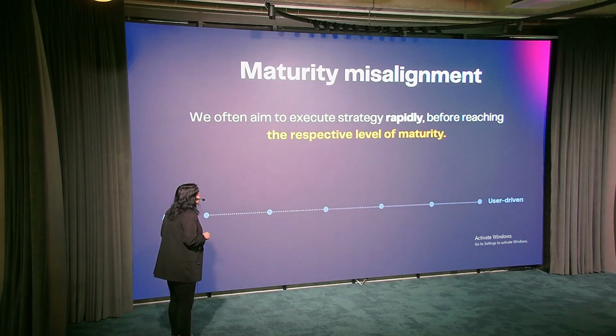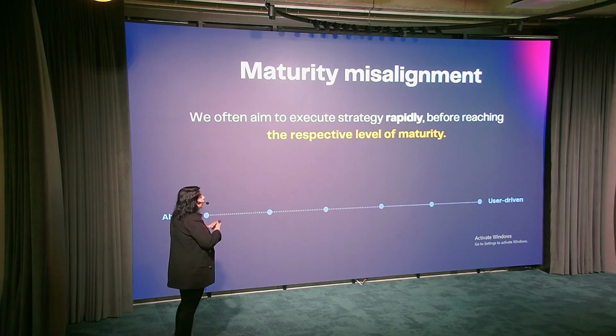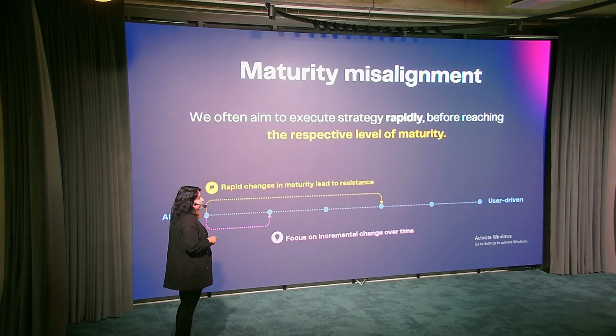Starting with maturity misalignment. Because we are very passionate about UX, obviously, we often aim to execute strategy and advance our UX strategy very rapidly without taking into consideration the respective level of maturity in your organization. And this is a very important step you need to go through each time, whatever company you join: first assess the level of maturity. Why is that important?